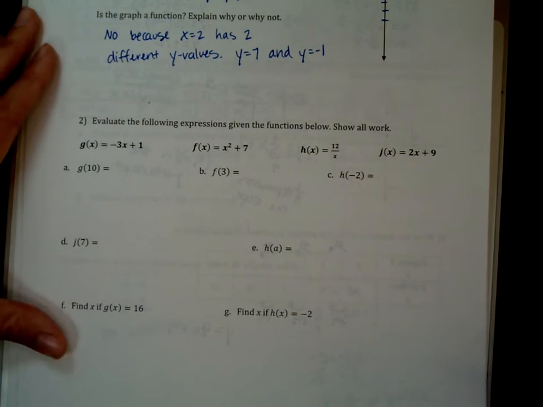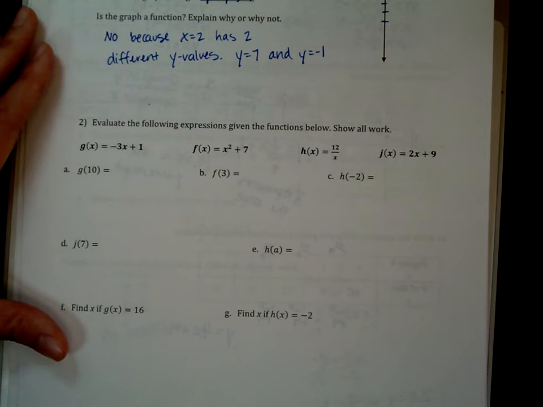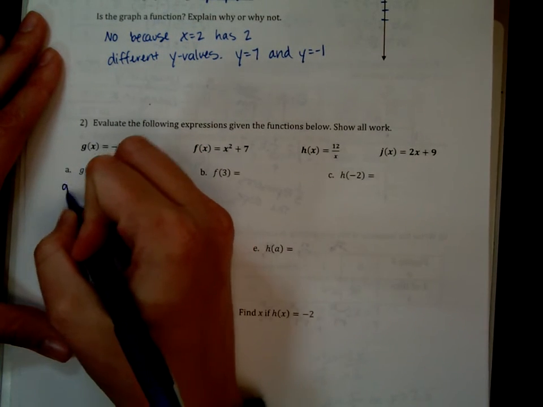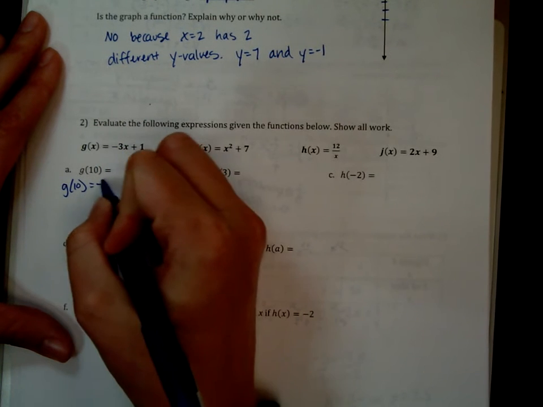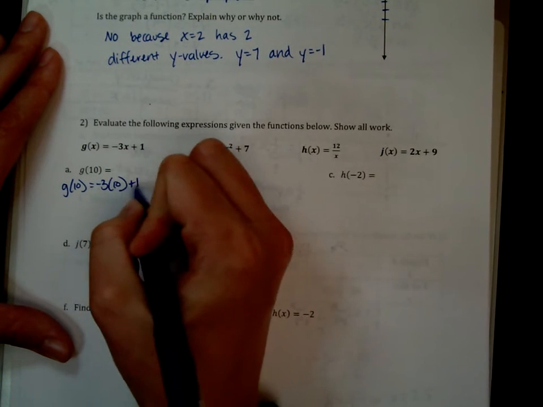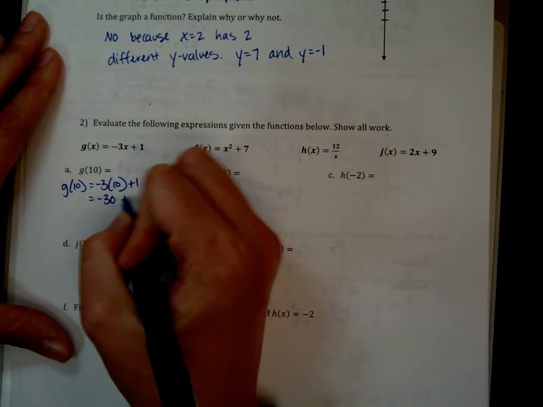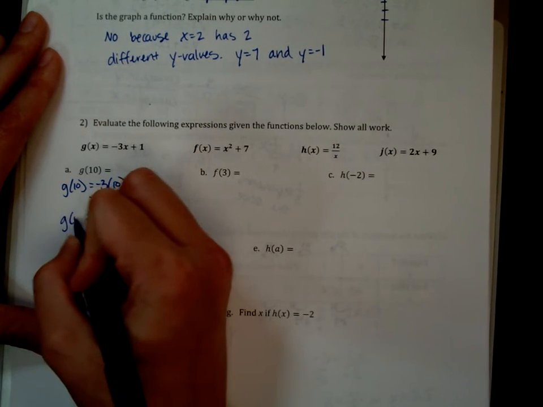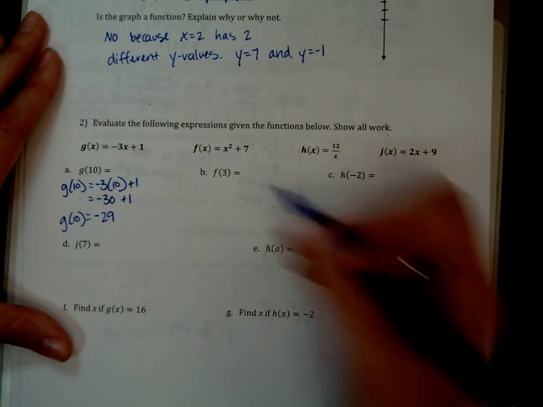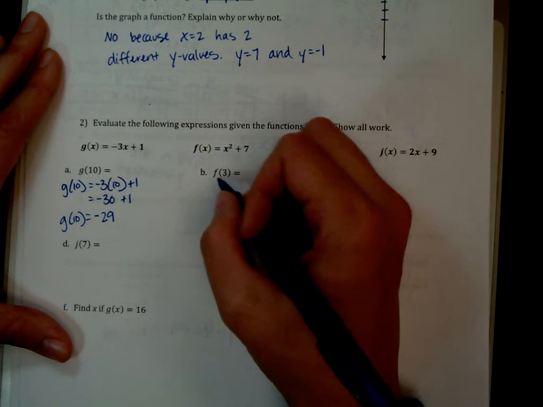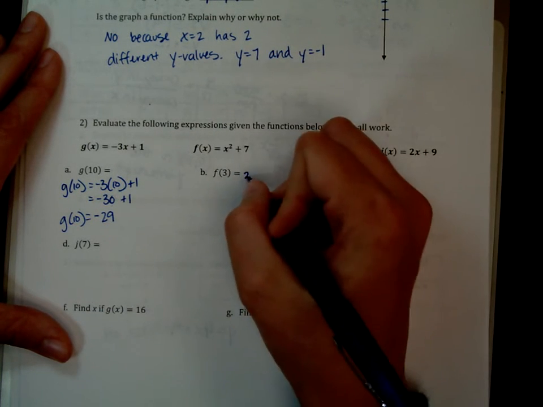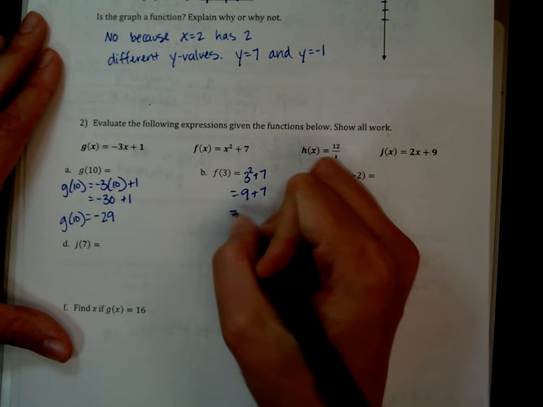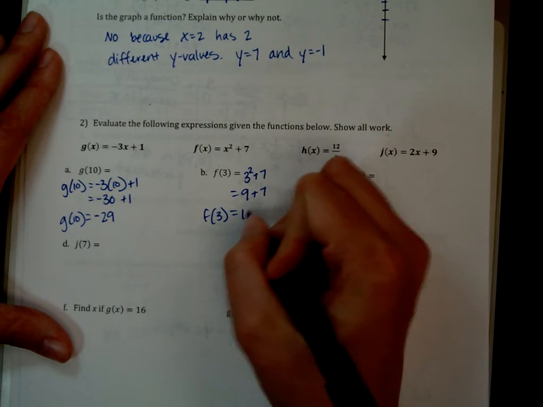Evaluate the following expressions given the functions below. So g of 10 would be negative 3 times 10 plus 1. Negative 30 plus 1 is negative 29. f of 3, let's see, f is here. That would be 3 squared plus 7. 9 plus 7. So f of 3 equals 16.